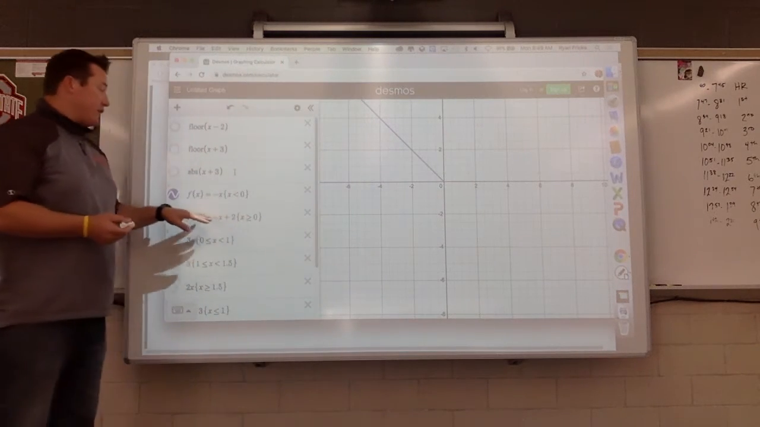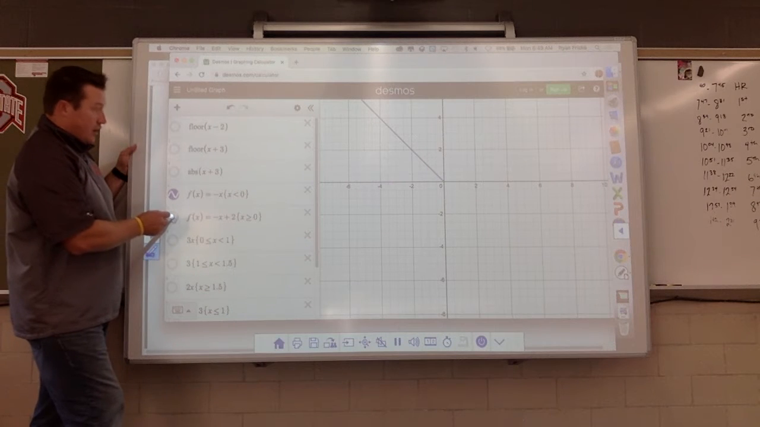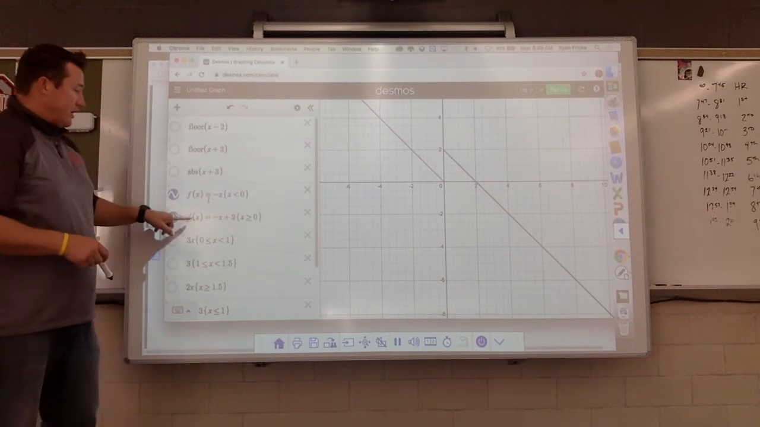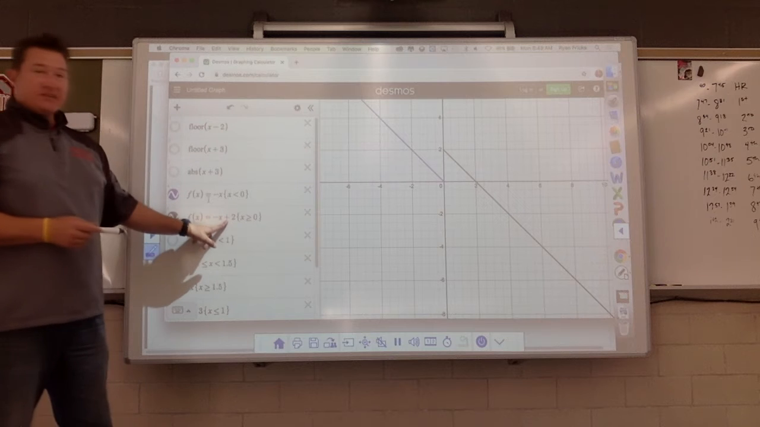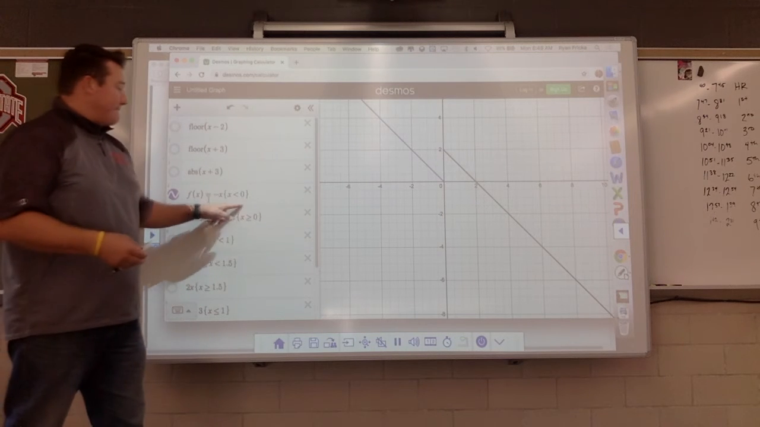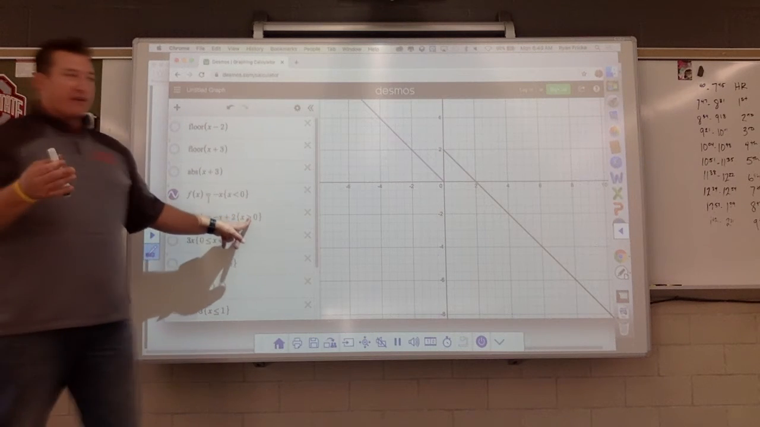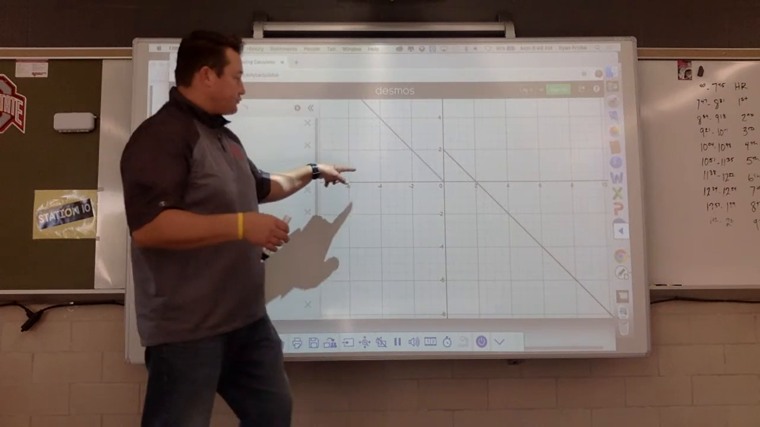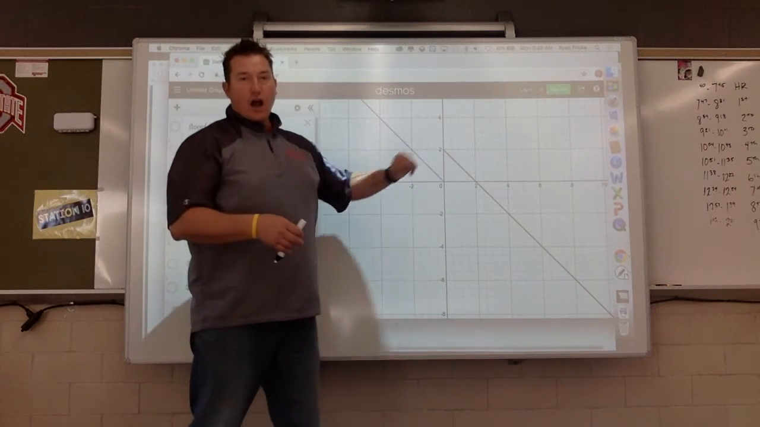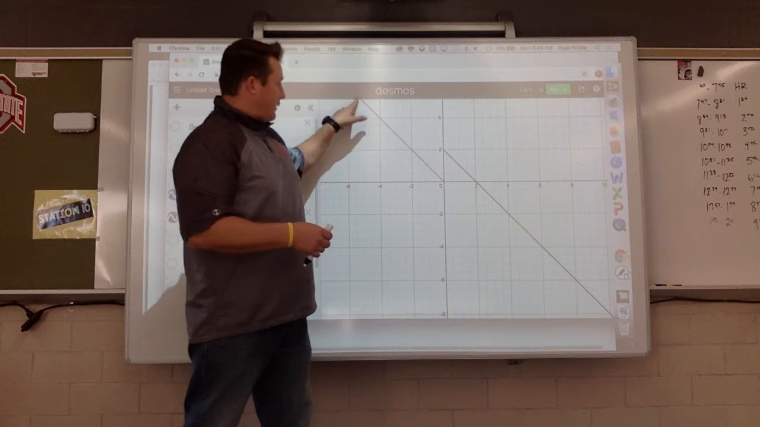If I want to look at the other piece, I'm going to turn the other piece on now. Boom, there you go. It was negative x plus 2. That's its function. But now this is for x values greater than or equal to 0. Those start up here at 2, all right?